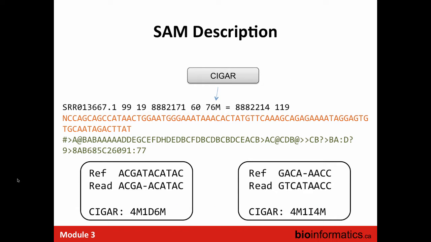So for this one here, we represent the fact that this four base stretch matched the reference genome. But these bases mismatch. There's a T in the read, but an A in the reference. So why is that matching? It means that M means they align against each other, not that they're the same base.